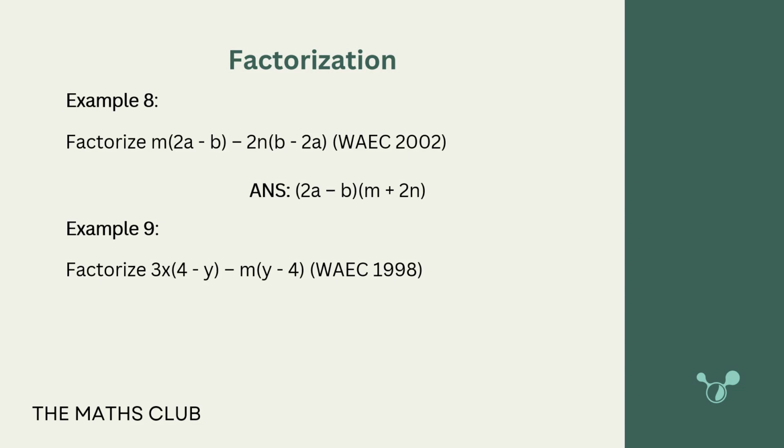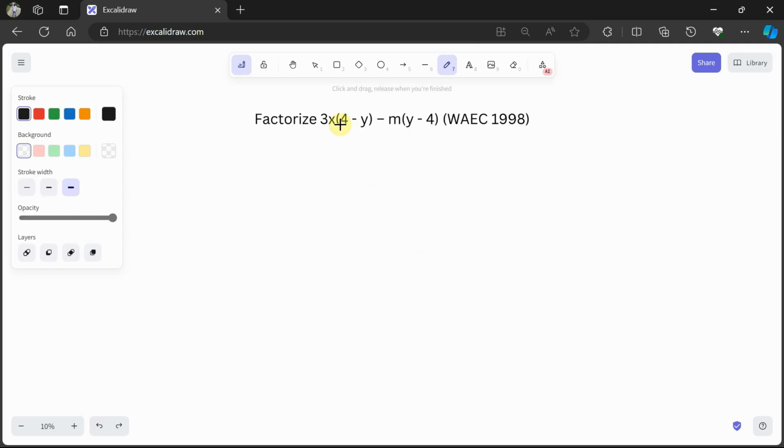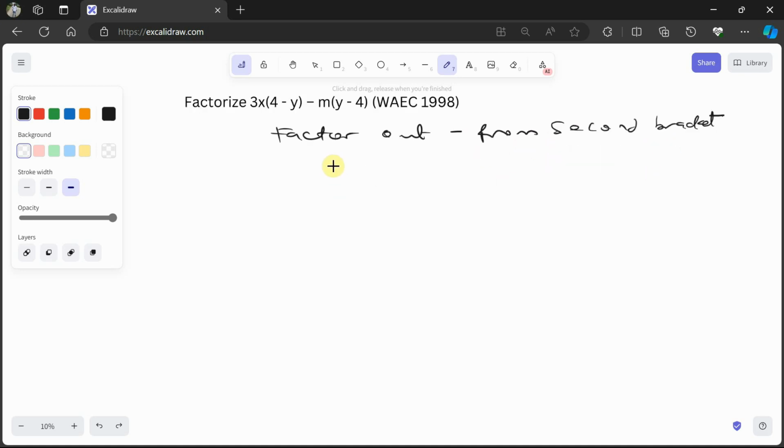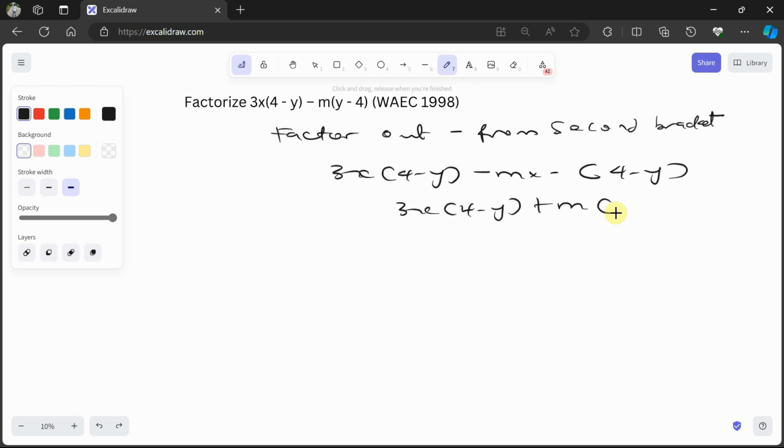Welcome back. Let's solve it together. It's the same thing. 4 here is positive, 4 here is negative. Y here is negative, y here is positive. So I'll just say factor out minus from the second bracket. If I do that, that will be 3x open brackets 4 minus y minus m times minus open brackets. I could just say 4 minus y now, since I've already factored out the minus. So that will be 3x 4 minus y. Minus as minus is plus, that will be plus m open brackets 4 minus y.